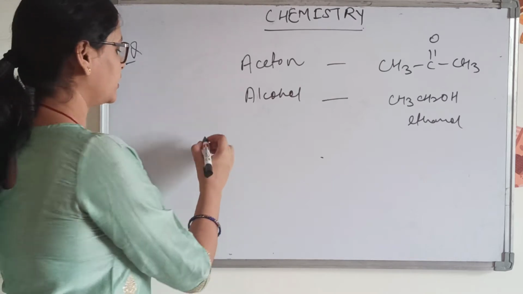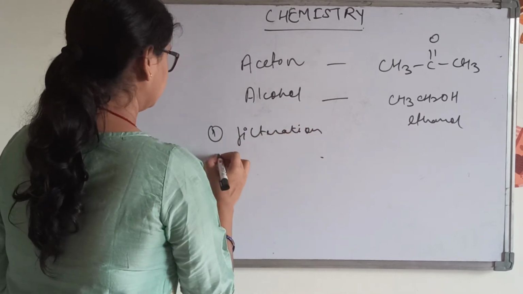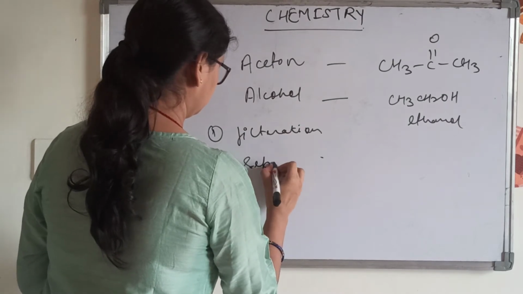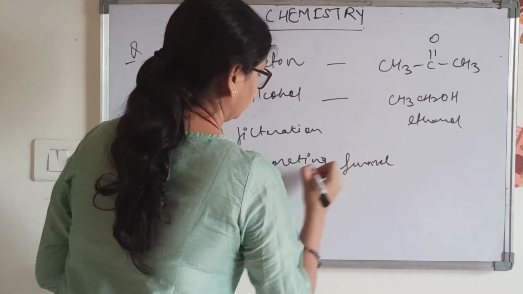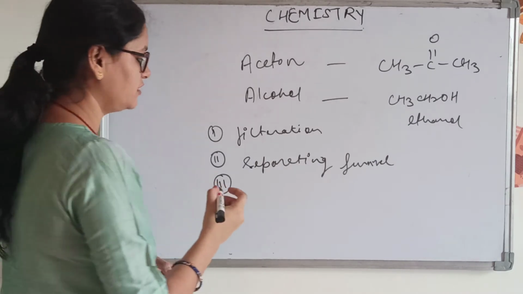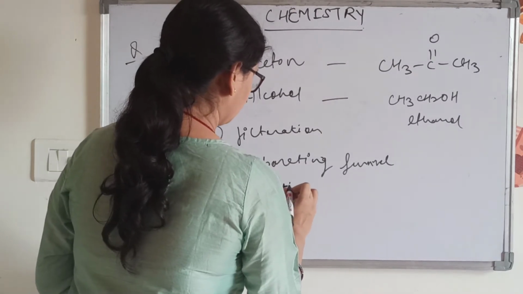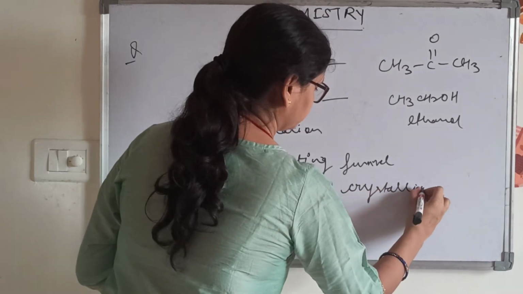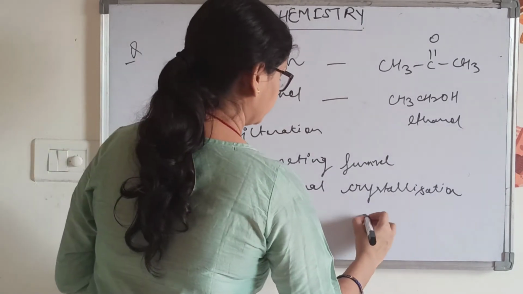So basically the options are given: filtration, second one is separating funnel, third one is fractional crystallization, and the fourth one is fractional distillation.